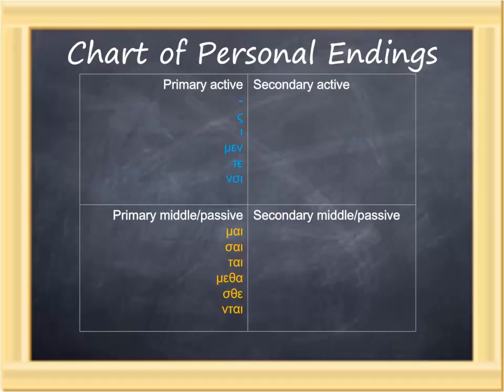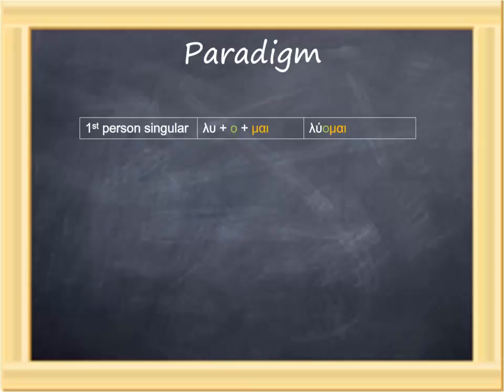Next, we need to add them to the present stem and the connecting vowel, omicron or epsilon. The rule for connecting vowel is that an omicron is used before a mu or a nu. Epsilon is used in all other cases. So the first person singular would consist of lu, the present stem, plus omicron before mai. Luomai would be the form. The second person singular adds an epsilon before the ending sai.